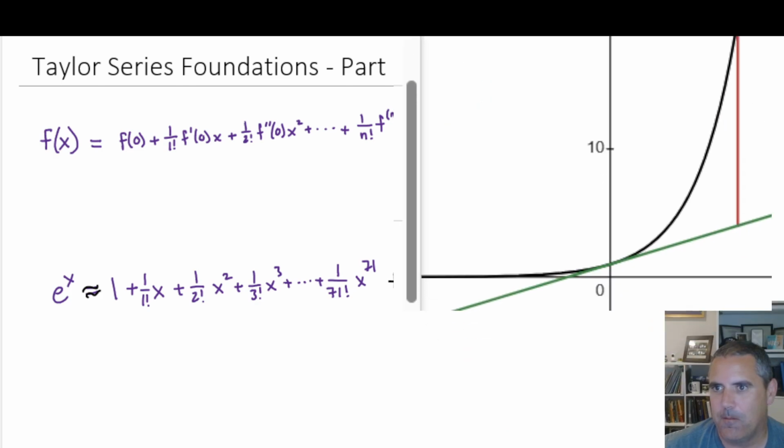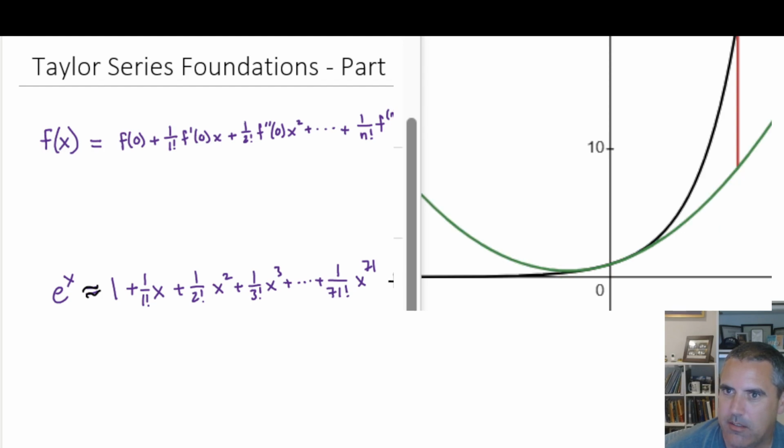So let's look here. What I have here is the e to the x graph. That's the black curve. And I have the tangent line. That's the green. And I put in a little red thing to show you the error. That's at about 3. So that's the error at 3. So that's 1 plus x. If I go to the second one, I get this parabola. Notice what happened to the error. It got smaller. If I go to the third one, that's the error.